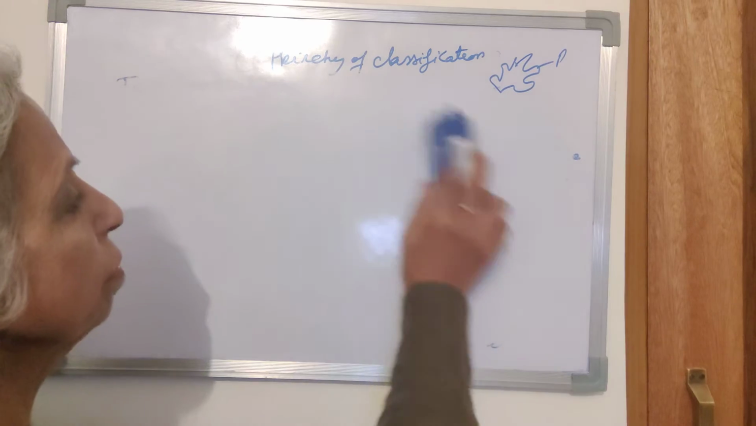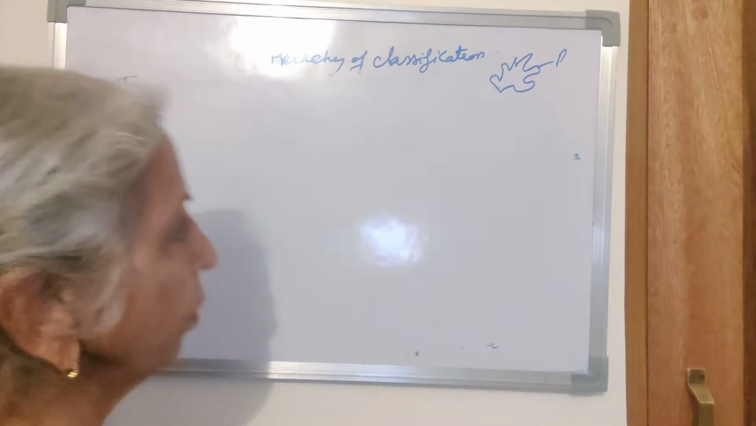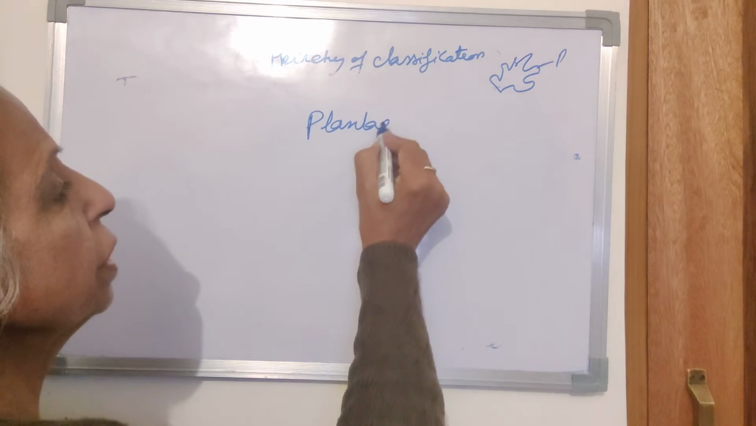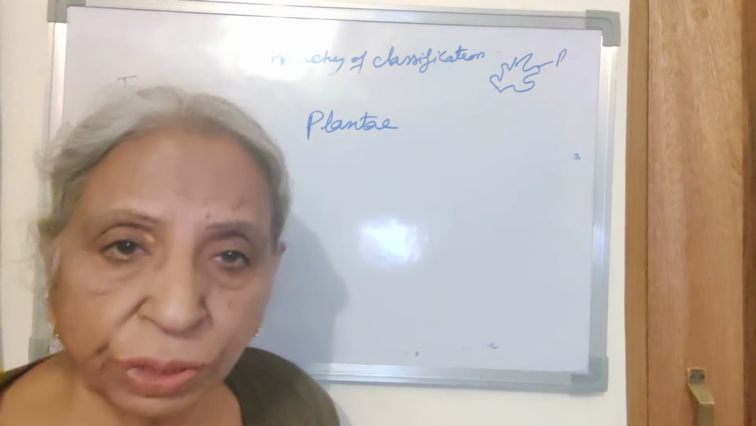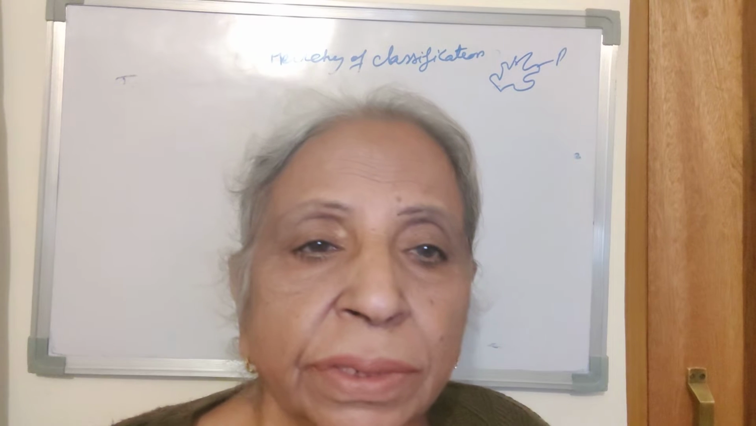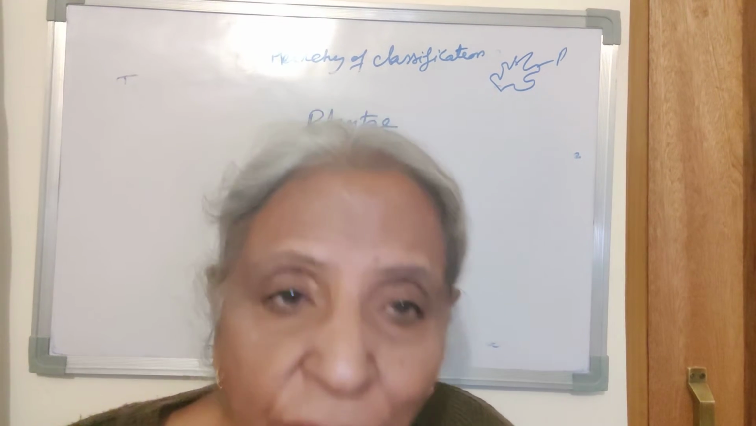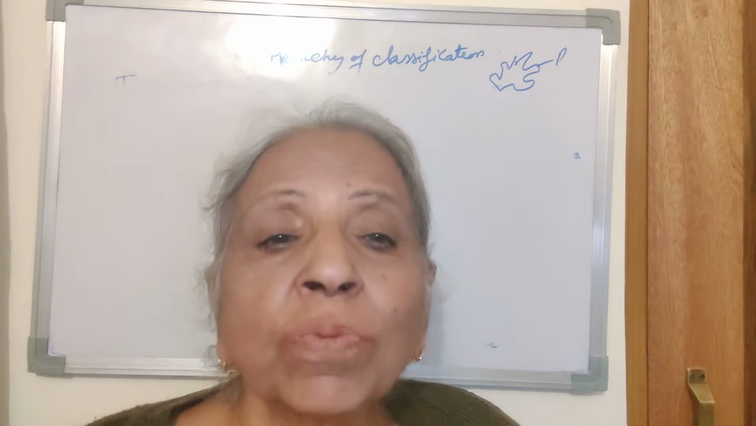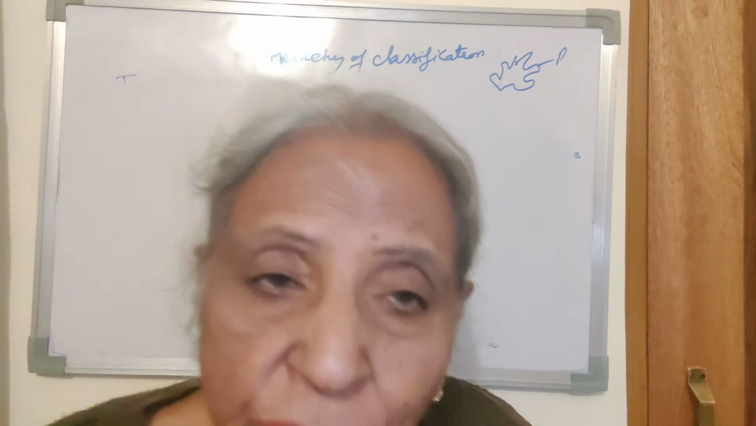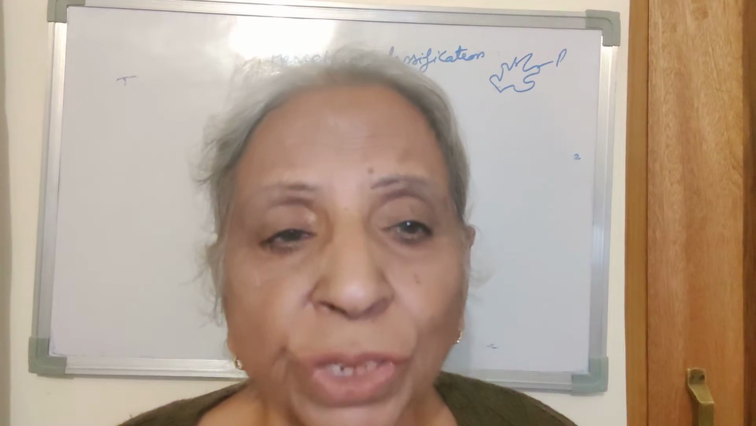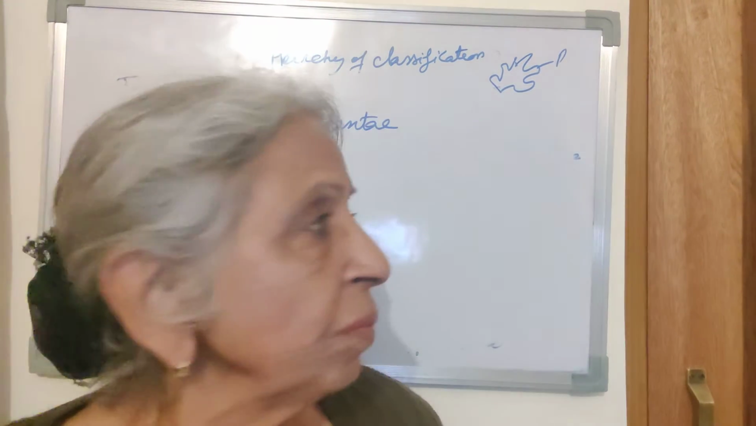Then we come to kingdom Plantae. Kingdom Plantae, they also have eukaryotic cells. But in this case, cell wall is present. There is complexity of organism. They might be unicellular, they might be multicellular, and further there is differentiation of the tissue as well.